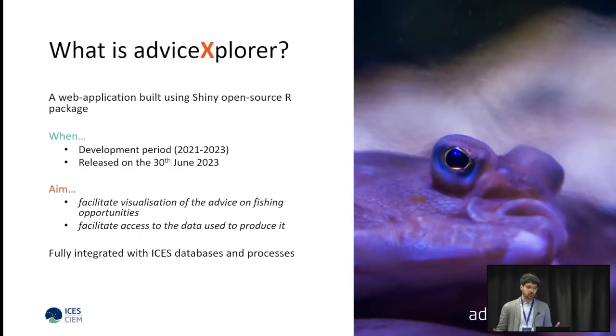So then the question is, what is adviceXplorer? adviceXplorer is a Shiny app that was developed between 2021 and 2023. It was released in June last year, so almost a year ago. It has two main goals. The first is to facilitate the visualization of the advice on fishing opportunity. The second is to make it easier for the user to access directly the data that is used for this advice. It is fully integrated with ICES databases and services and processes.